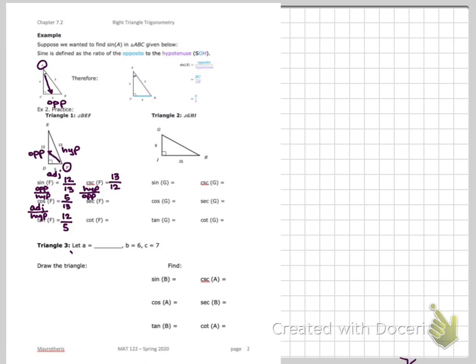Okay. Secant is the reciprocal of cosine, so I get hypotenuse over adjacent, 13 over 5. And cotangent is the reciprocal of tangent. I forgot to list this as tangent. Tangent is opposite over adjacent. Cotangent is adjacent over opposite. So 5 over 12.